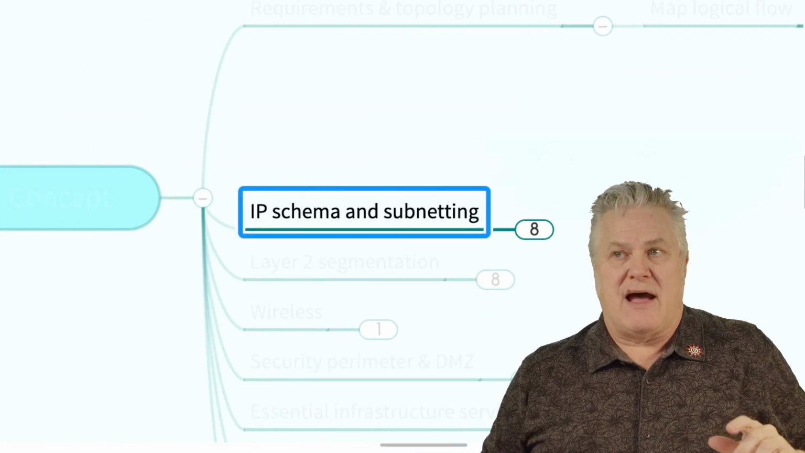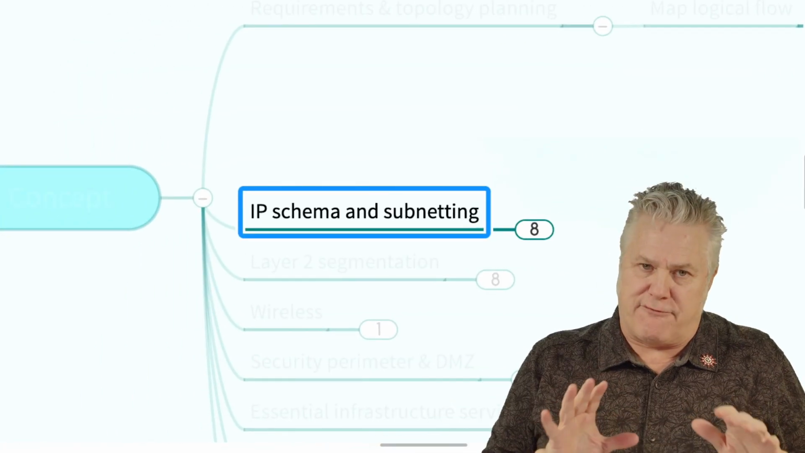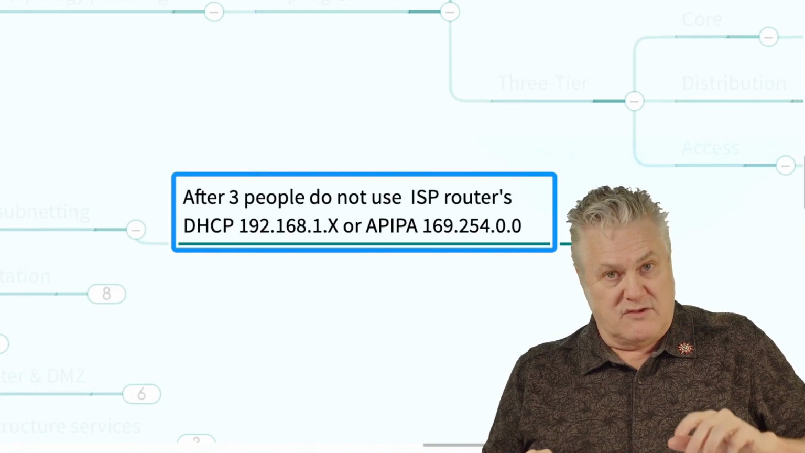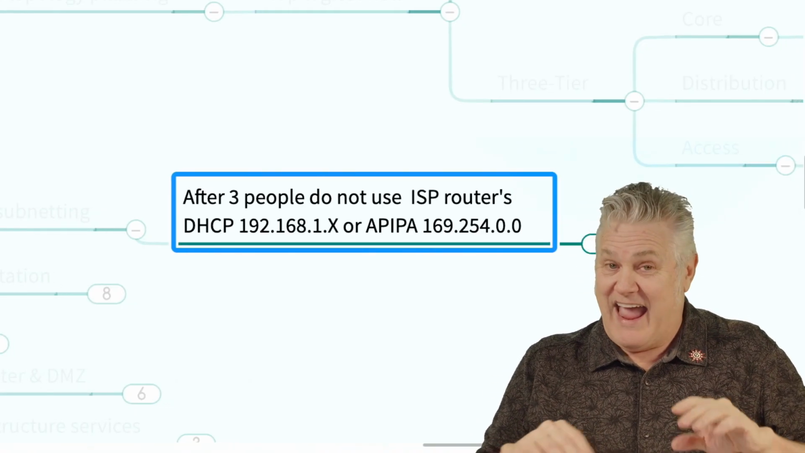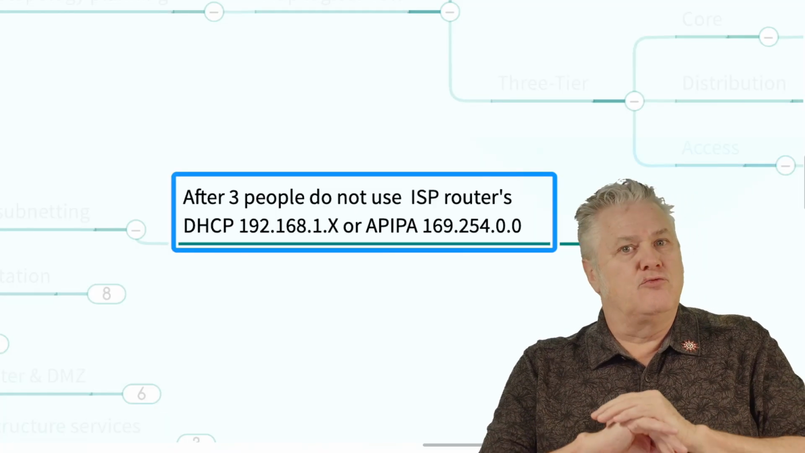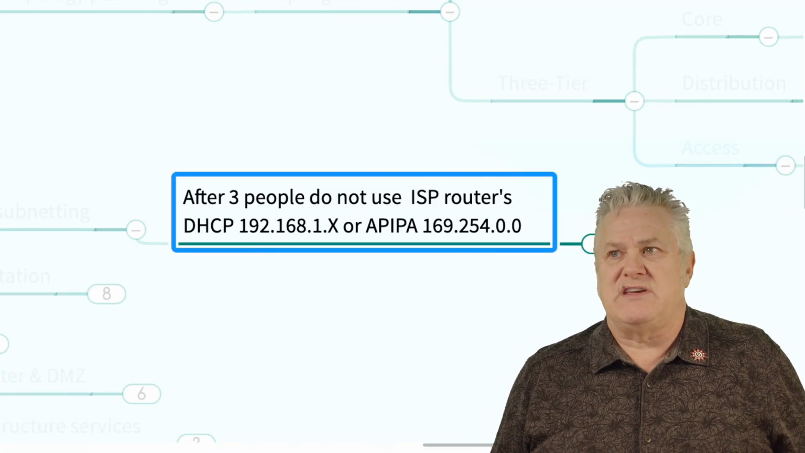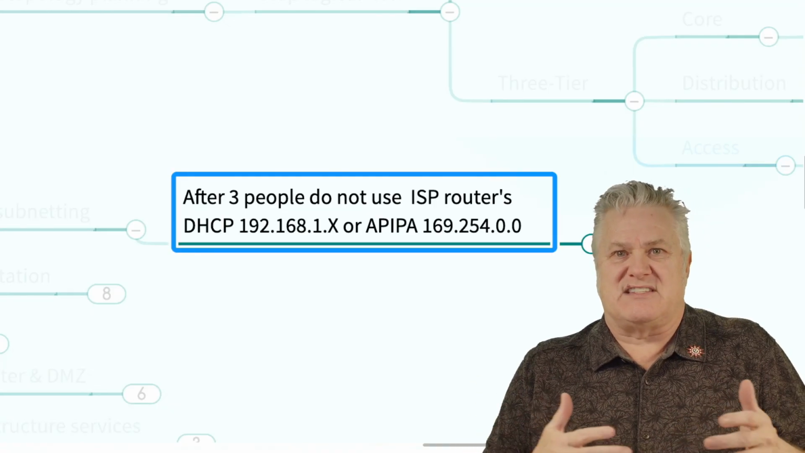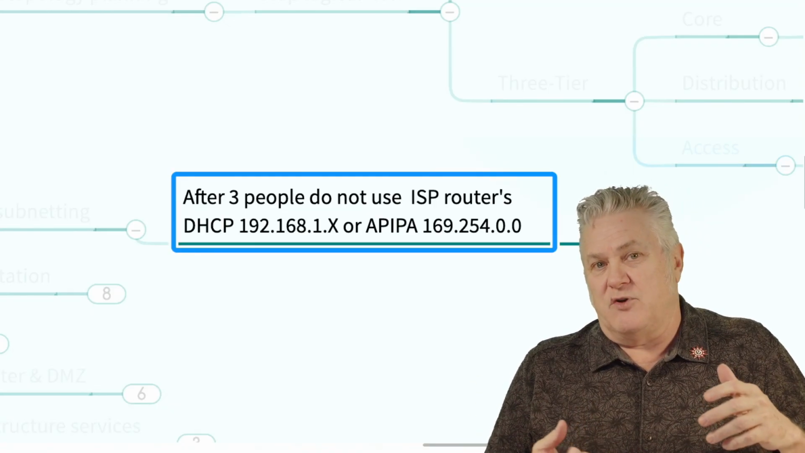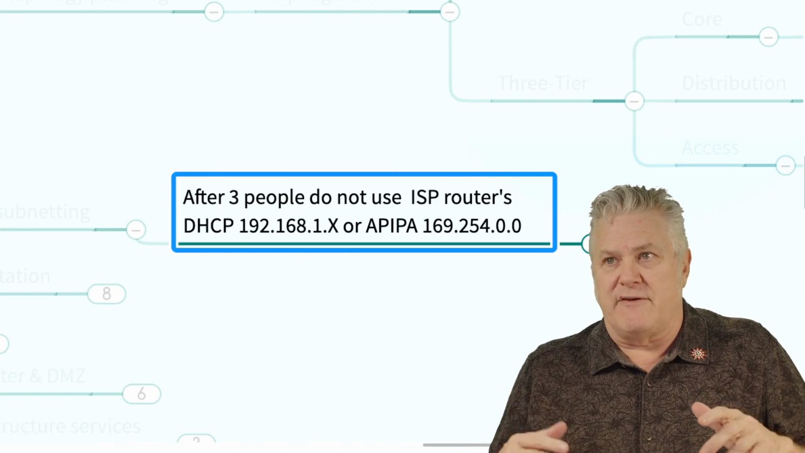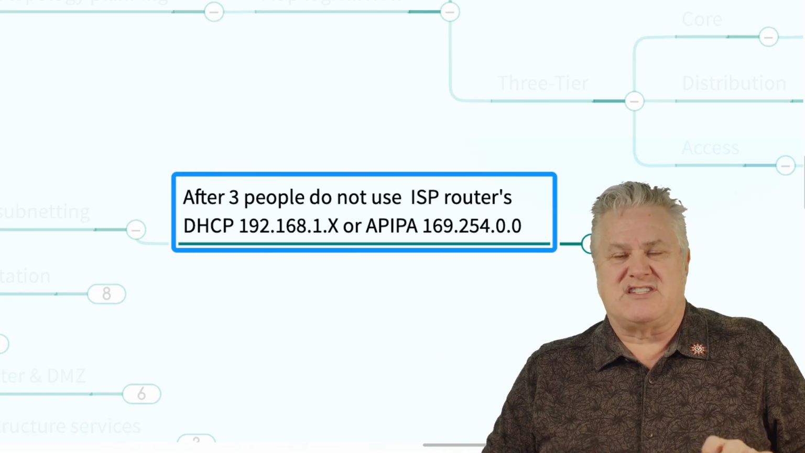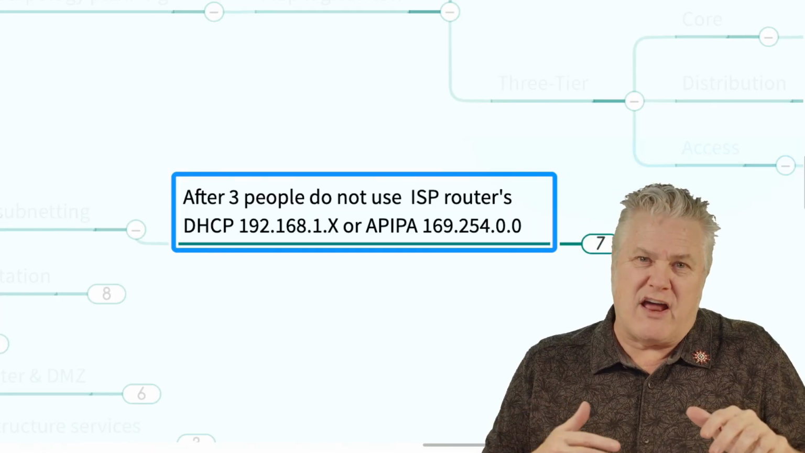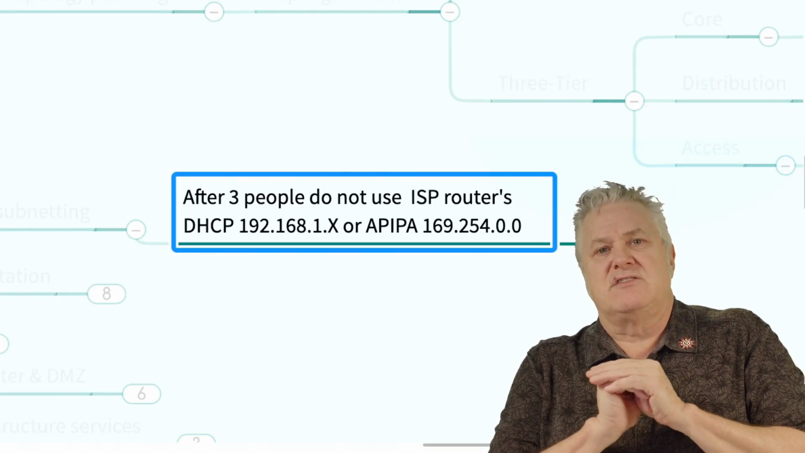Next, we set up an IP scheme and subnetting. Here's the first rule I want to get into. How many people do you have? Do you have 3 or less? After 3 people, you should not be using the ISP's router. They'll give you a DHCP address that's handed off from them with a DNS server and a whole bunch of other stuff. As soon as you see 192.168.1 and you've got a 4th person on your network, this is not a solution.